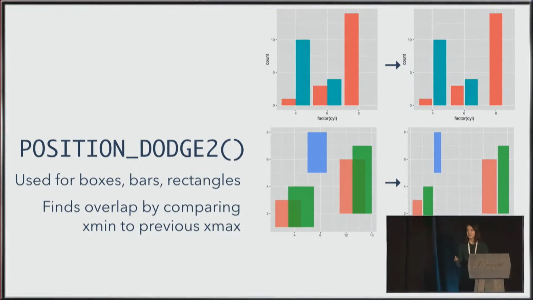So rather than basing my determination of what boxes overlap on their x position, I wrote a for loop that compares the starting point of one box or rectangle with the ending point of the previous one so that it can see if there's overlap in that way.